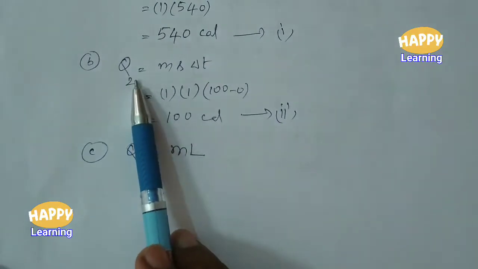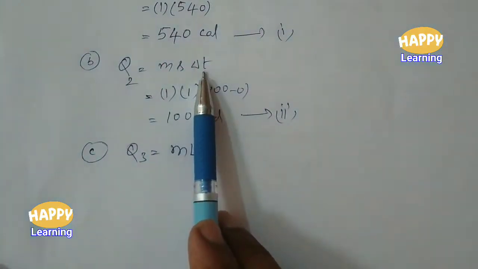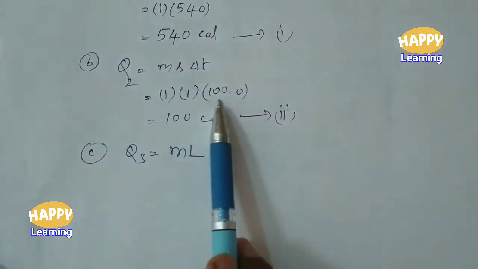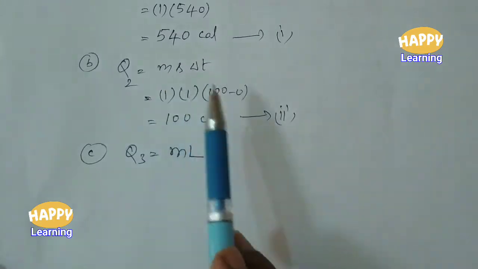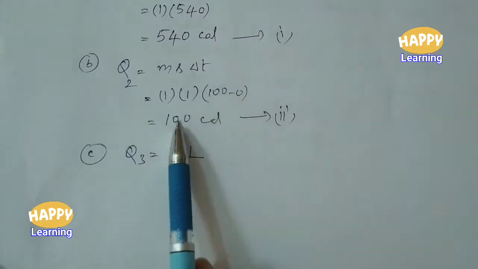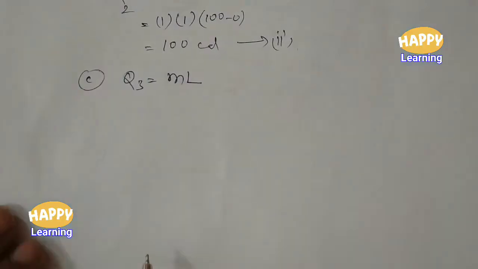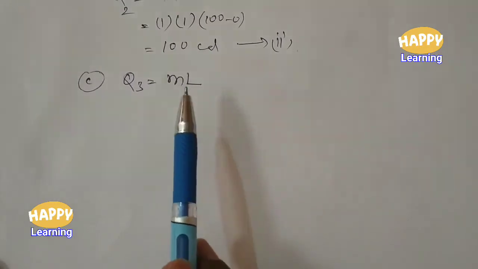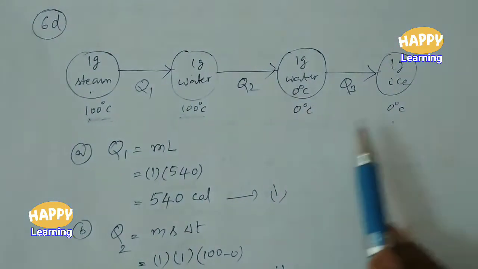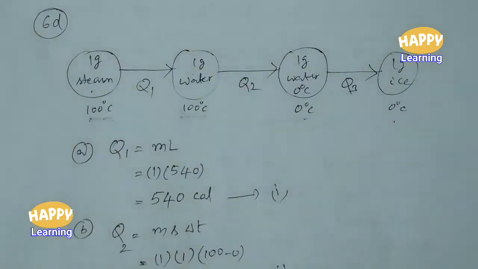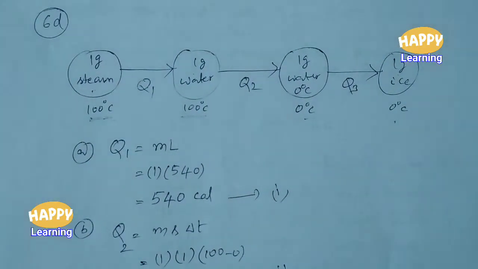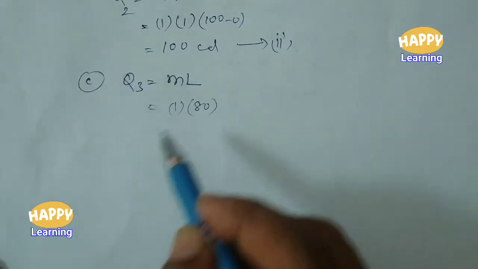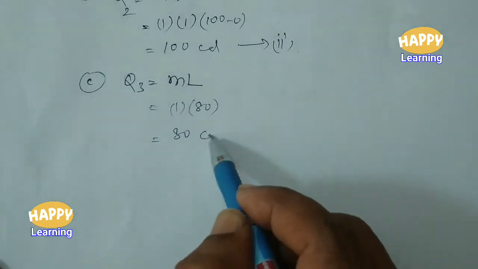In the second case, Q2 equal to m s delta T, mass equal to 1 gram, s equal to specific heat equal to 1, delta T is 100 minus 0. Here we are using this formula because there is a change of temperature. So you got 100 calories. In the third case, Q3 equal to m l, because as the temperature remains constant 0 degree Celsius and 0 degree Celsius, you need to use the formula Q equal to m l. So this is 1. For latent heat of fusion of ice, value is 80. So this will be 80 calorie.